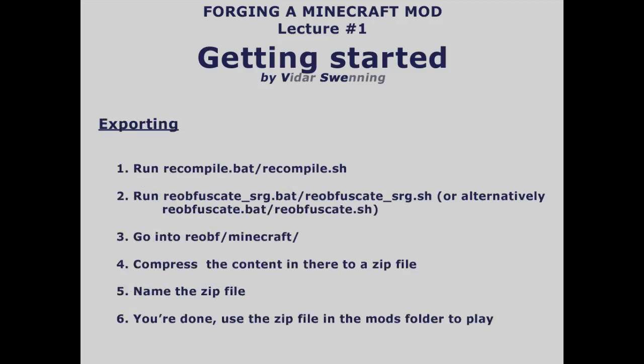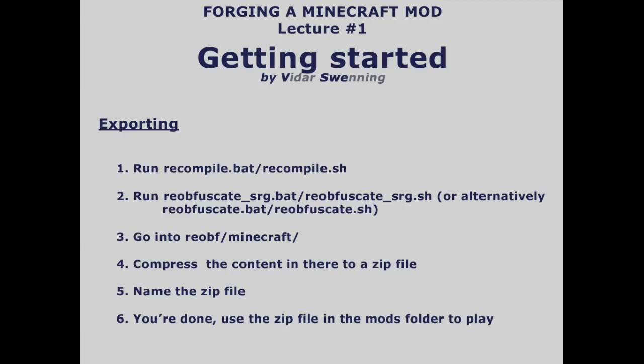And in the end here we spoke about how we export our mod. So first you start with recompile.bat or recompile.sh, depending on your system. You run that to make sure that everything has been recompiled. Then we need to run the reobfuscate_srg.bat or the other .sh version. This is going to reobfuscate your mod, and alternately you can use the reobfuscate.bat and reobfuscate.sh instead of this SRG version. I would recommend the SRG versions, but it doesn't really matter. Then when we've done that, we can go into reobf/minecraft. There we will find our source that we have reobfuscated.